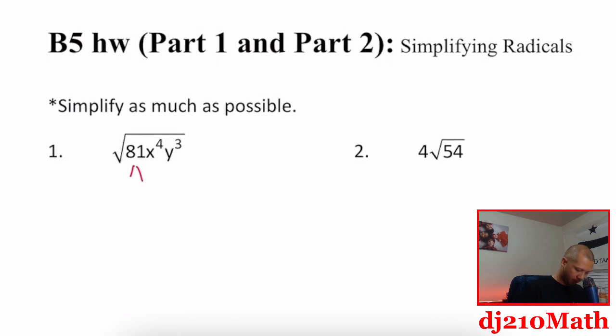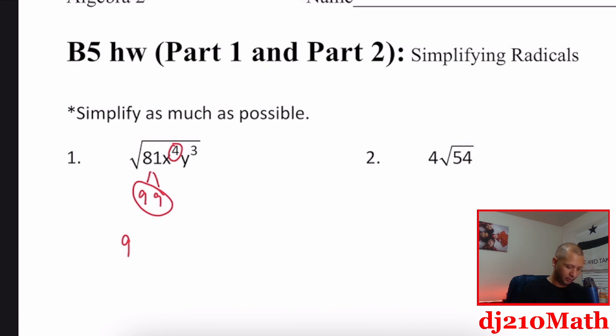81 can be rewritten as 9 times 9. So it's already a pair. So that comes out as a 9. Now it's a square root. So we're looking for how many sets of 2, how many groups of 2 are in 4? Well, there's 2, right? Because this is really x 4 times. So there's 2 sets of 2. So x squared comes out.